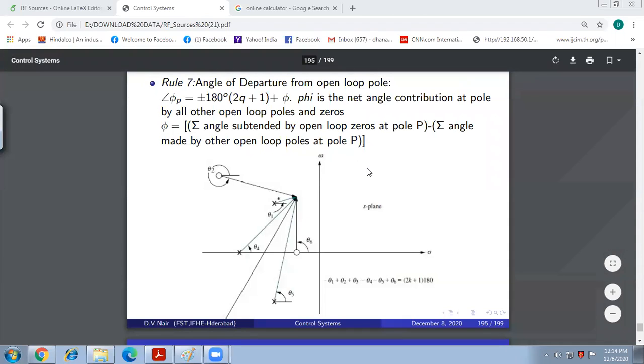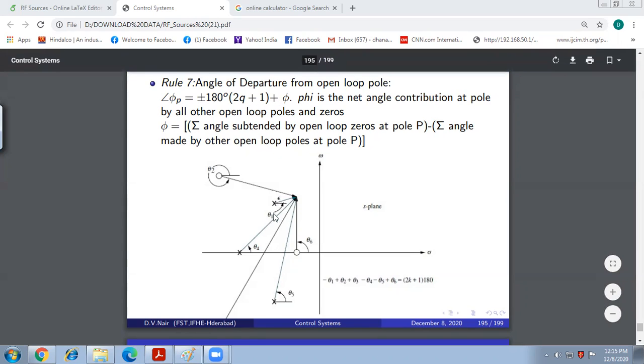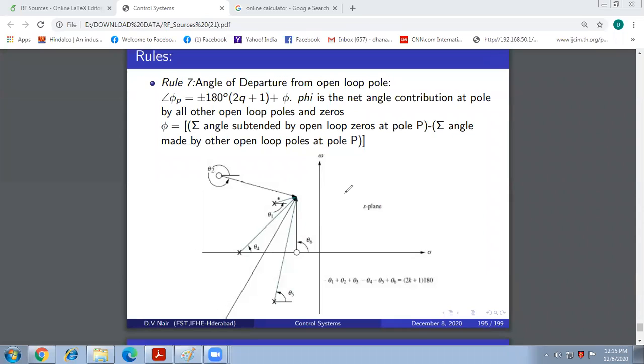Hello, friends. We were in the middle of discussing the rules that help us to obtain the root locus from the open loop transfer function of a given system. So when we are at rule 7, that tells us about the angle of departure from the open loop pole. Let us quickly review it and understand how to determine the angle of departure for the root locus branch that originates at any pole.